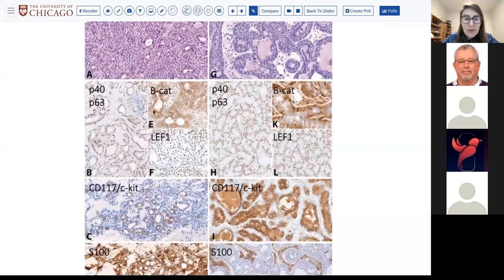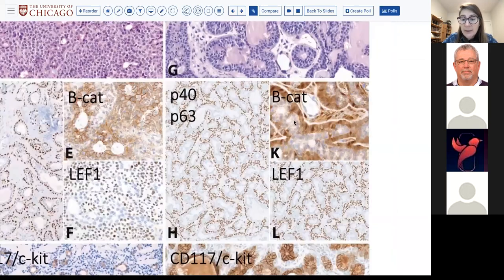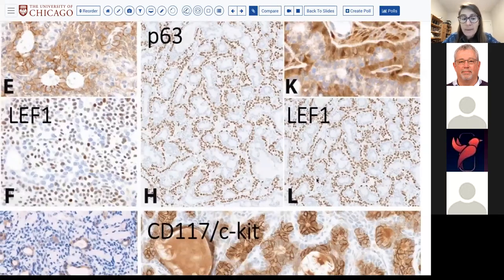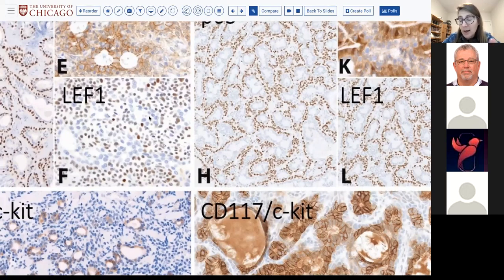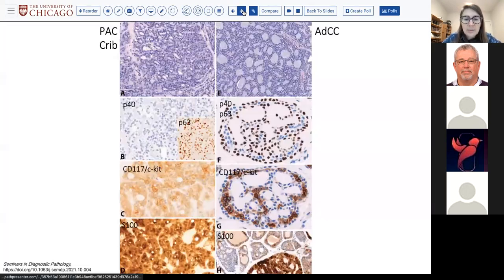All right, so again, in the sake of time, I did want to just show you on this one slide, we have a pleomorphic adenoma on the left and a basal cell adenoma on the right. You can see how the beta-catenin is actually nuclear in the basal cell adenoma, but you can see how the LEF1 is in the nuclei of both the basal cell and the pleomorphic. So again, why I don't really like the LEF1. Okay, we're just going to skip over these.